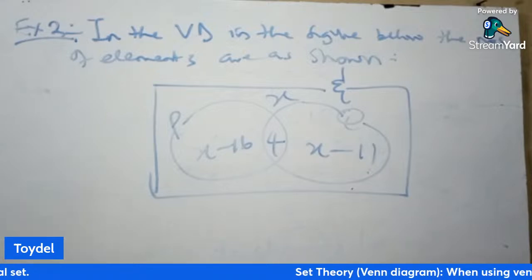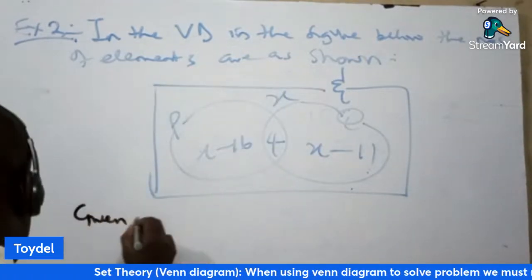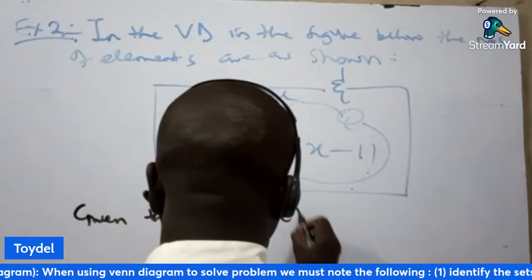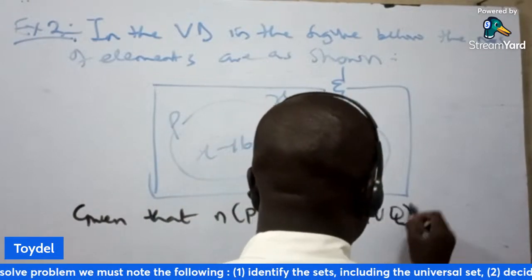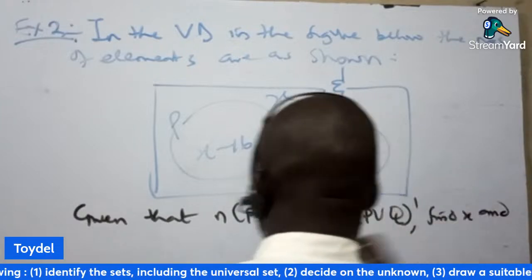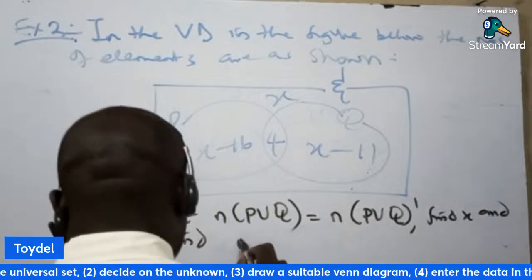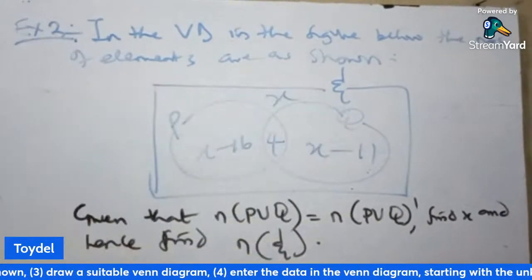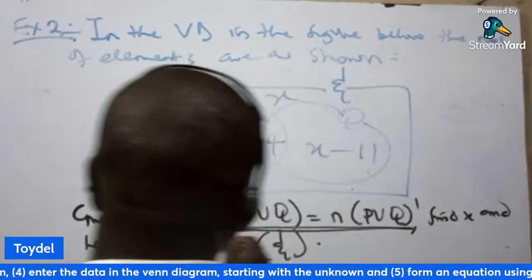We have that outside. So the question now says, given that the cardinality of P union Q, the number of elements in P union Q, is equal to the number of elements in P union Q complement, find x and hence find the number at the universal. Okay, this is what we are given. We are given this condition. So how do we interpret this condition?